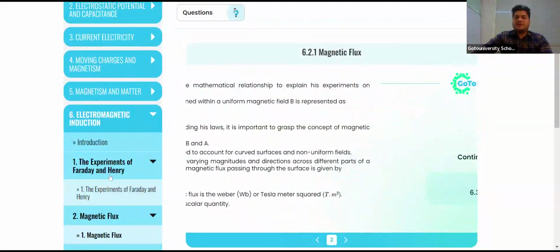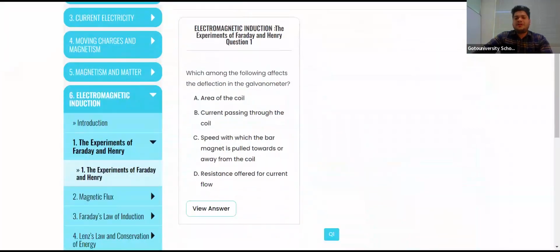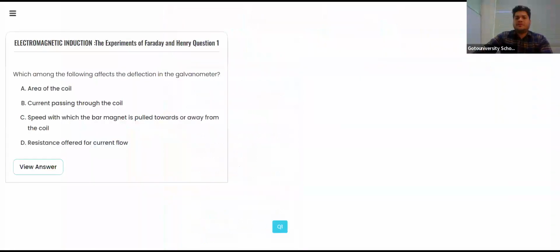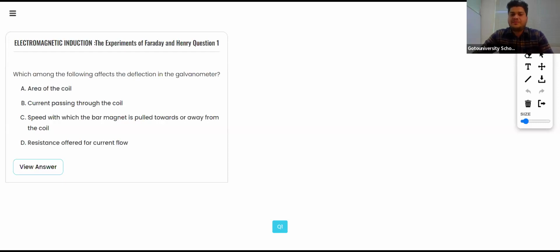Let's see some numericals based on these two topics which we have studied. First question: which among the following affect the deflection in the galvanometer? Options are A, area of the coil; B, current passing through the coil; C, speed with which the bar magnet is pulled toward or away from the coil; D, resistance offered for current flow.